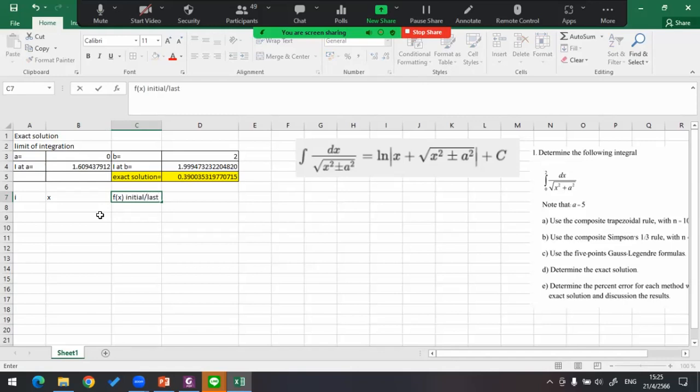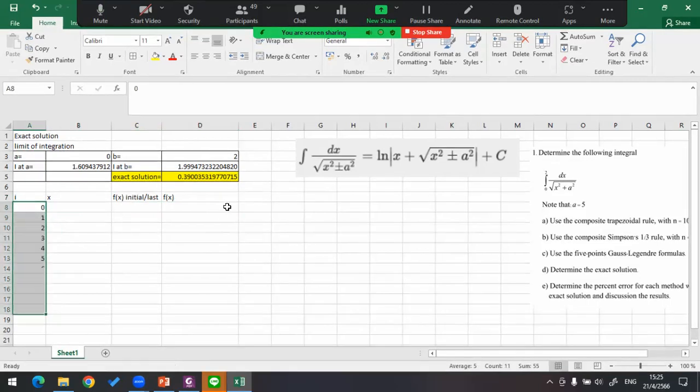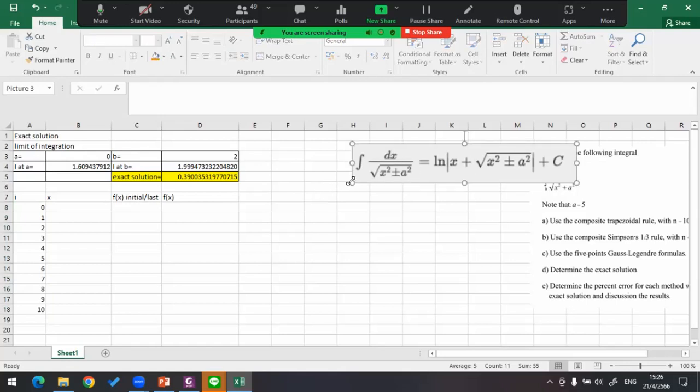Okay, and this is fx for the length. Okay, you use 10 segments here. So if we use 10 segments, then what does it mean? S is equal to what?